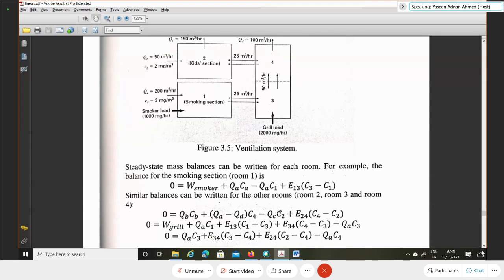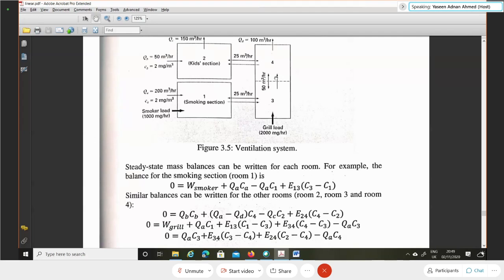Okay, so for room 3, this grill is coming, that is the 2000 direct. Then QA multiplied by C1 is coming from here. This is mixing, so this should be C1 minus C3. You have to consider the opposite first, okay? So it's C3 minus C1 in this case, room number 1. But for room number 3, it should be C1 minus C3. Try to give some time, okay? You will understand. It's not that difficult.